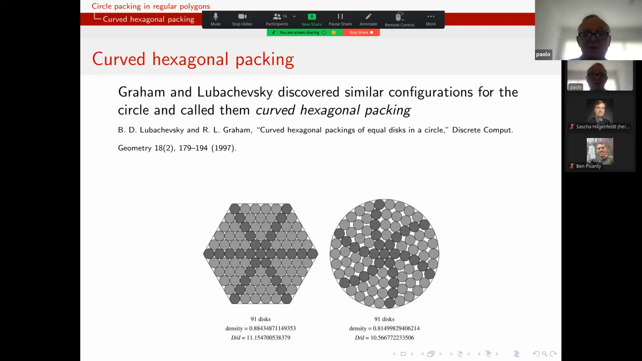They find out that in the circle there is actually this configuration, which they call curved hexagonal packing. This is one example from their paper. This is the hexagon, the perfect triangular packing in the hexagon, and this is its cousin in the circle. Eventually, in the circle, they disappear. Actually, the next configuration in the circle would be 127. It's not anymore a global maximum of the density. So they are still there, but they are not good anymore.